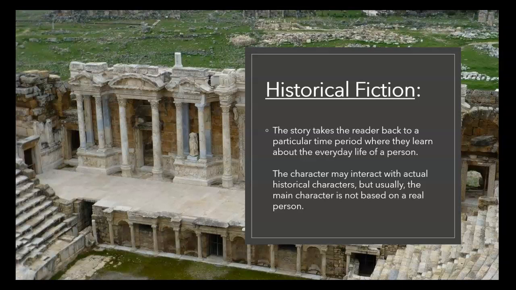Historical fiction. The story takes the reader back to a particular time period where they learn about the everyday life of a person in that time period. The character may interact with actual historical characters, but usually the main character is not based on a real person.